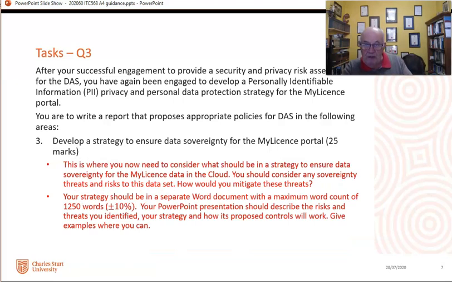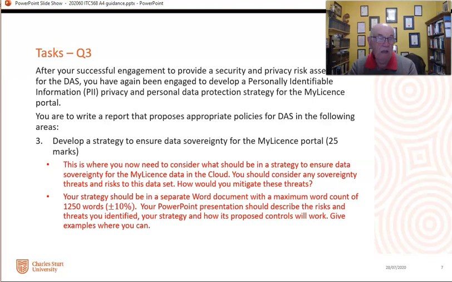Question 3 is to develop a strategy to ensure data sovereignty for the My License portal. So this is now where you're going to start thinking about, how do I ensure data sovereignty for this My License portal in the cloud? What are the sovereignty threats and risks to this particular data set? How do I mitigate those?